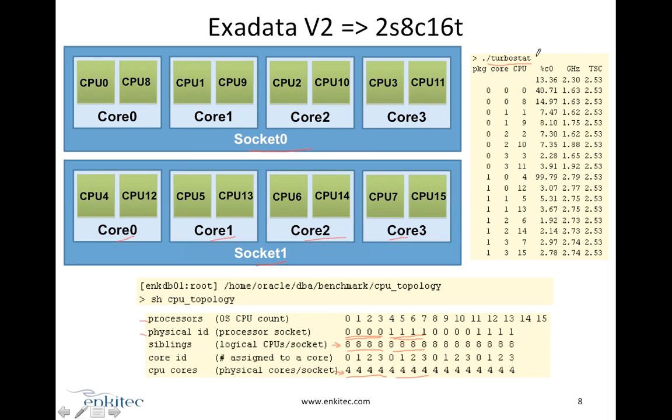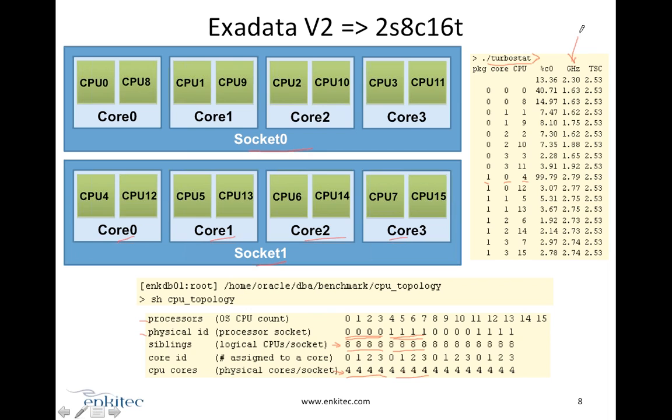Totals to 8 cores. Now, I've been to some environments where the number of the siblings and the cores are the same. If you log into the server and execute the script and you see that those numbers are the same, then that means they turned off the hyper-threading, all right? Later in this presentation, I'll be showing you the performance effect of having that hyper-threading feature turned off, all right?